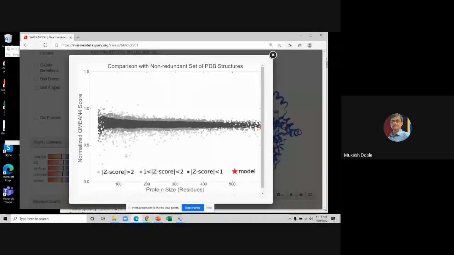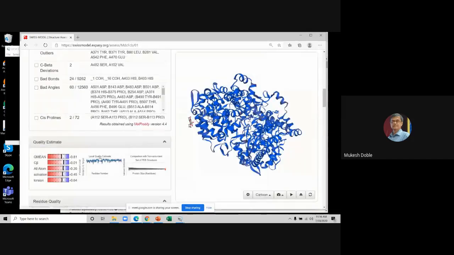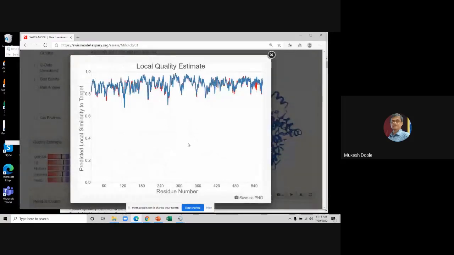Okay, so this gives you a comparison with non-redundant PDB. You see there are one or two only which are outside, and most of them are within the region. Okay, so you can see these one or two regions which are slightly outside.